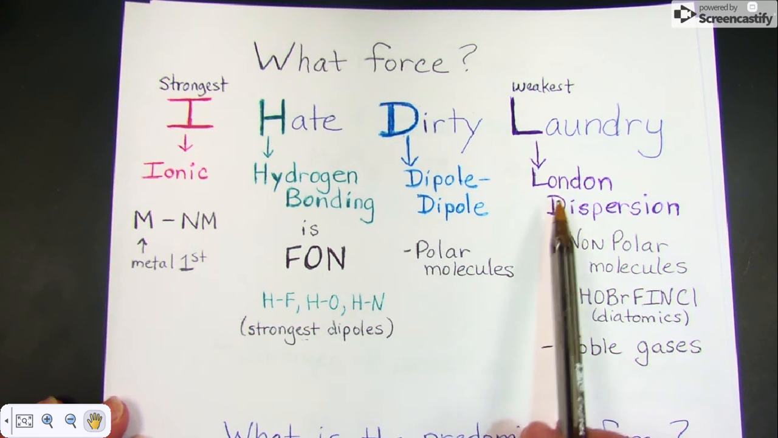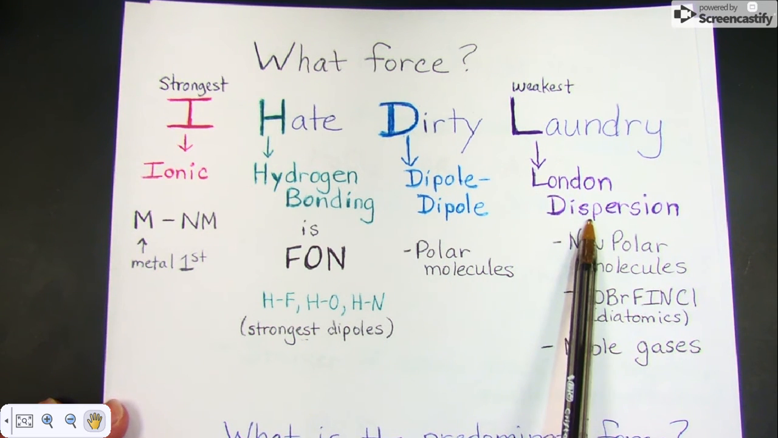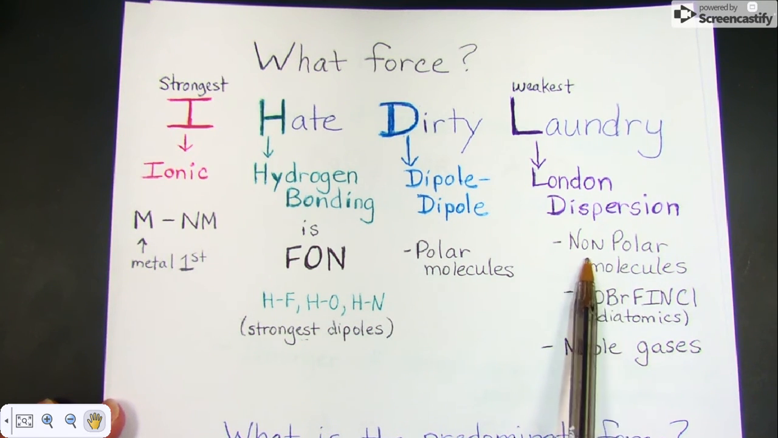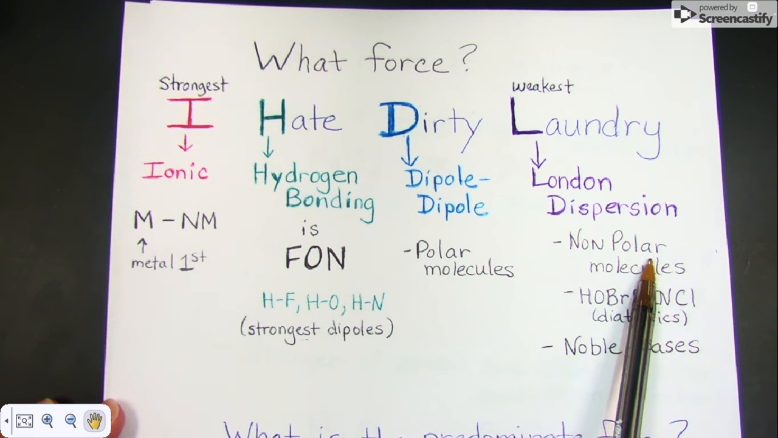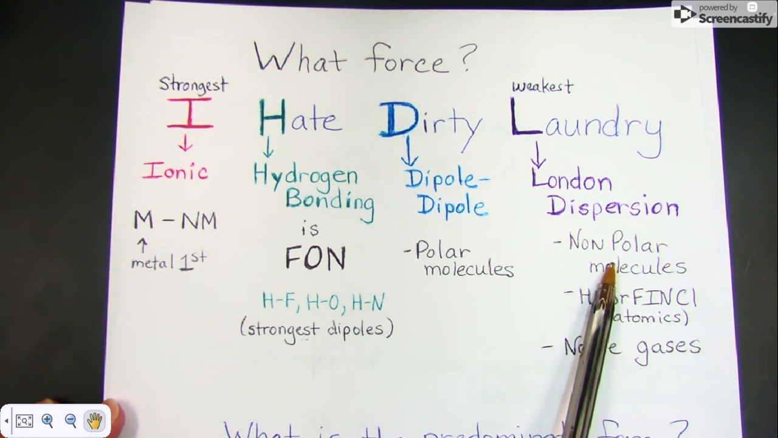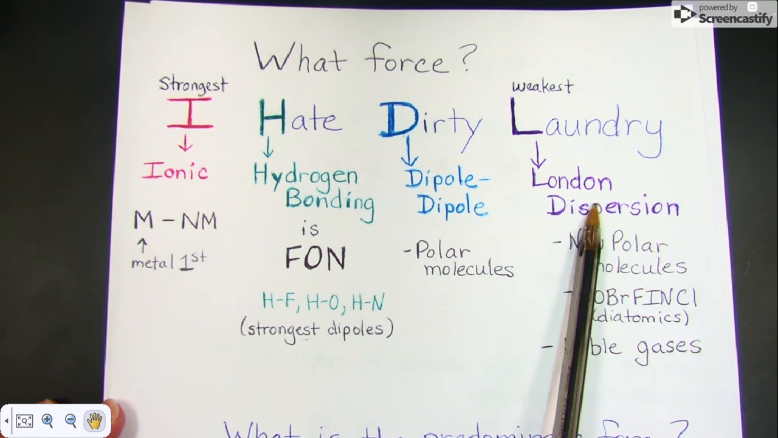So the laundry part stands for London dispersion. I always like London dispersion being the weakest because I always think of London bridges falling down. That's pretty weak. In London dispersion, we have a couple categories: all the non-polar. So why we have to distinguish when we draw substances out is if it's a dipole-dipole, which is polar, or if it's non-polar, then it's going to be London dispersion, the weakest.